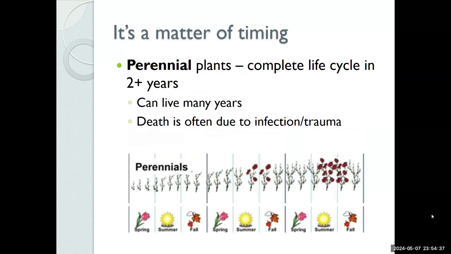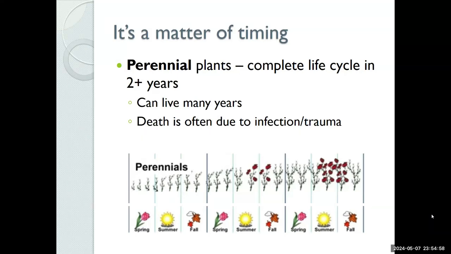Perennial plants are those that can take more than 3 years or that can persist beyond a single reproductive event. In this case, these plants will still die, but death is due to infection or trauma, not necessarily the completion of a life cycle and journey.